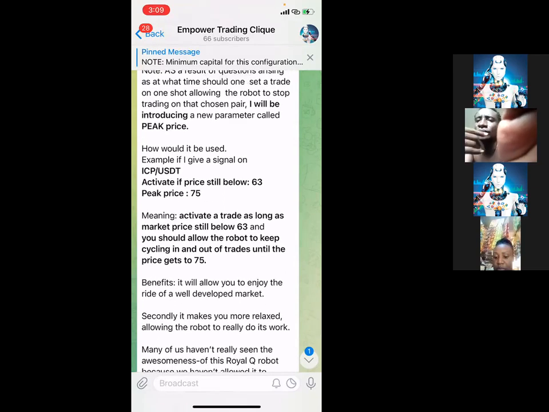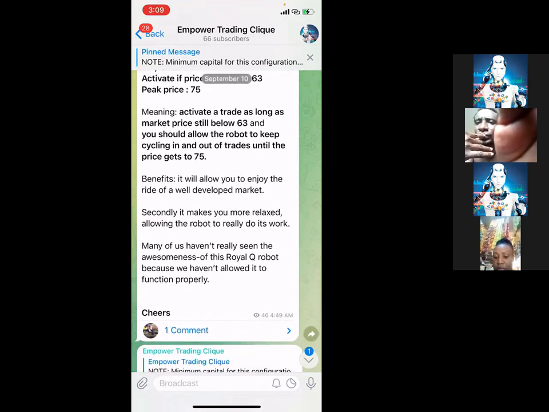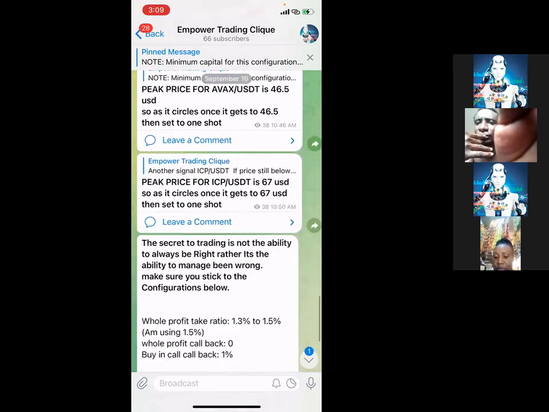So make sure you always look at that peak price. As long as the price has not reached the peak price, allow it to keep cycling for you.